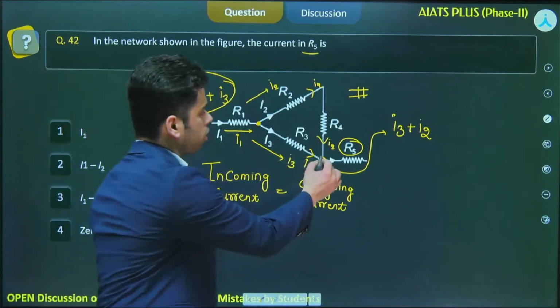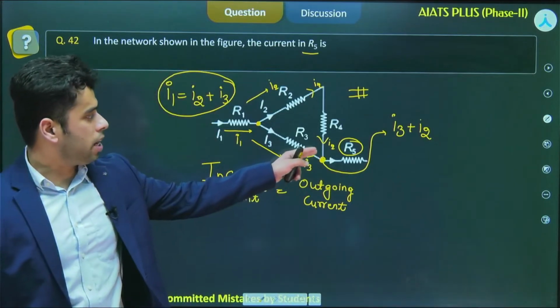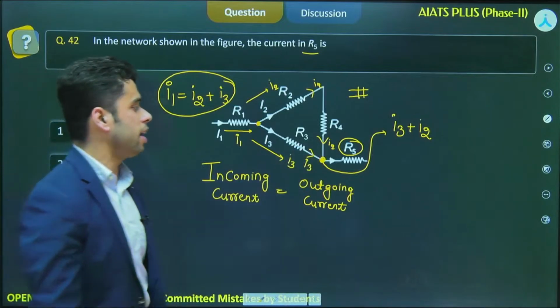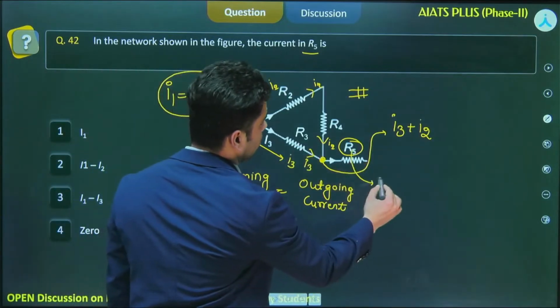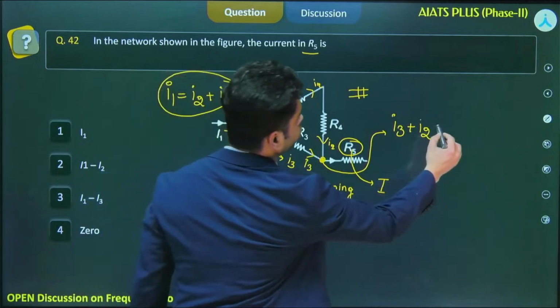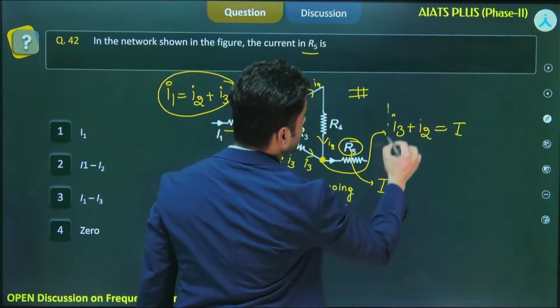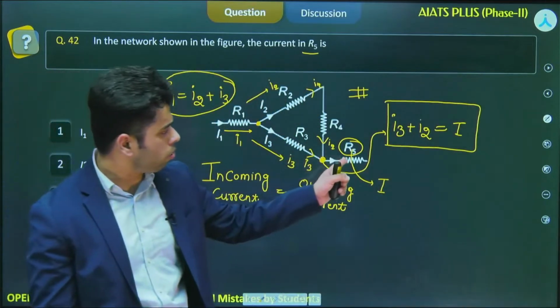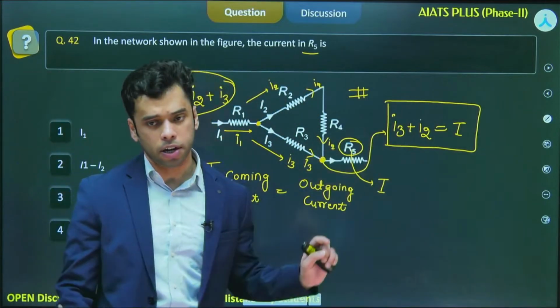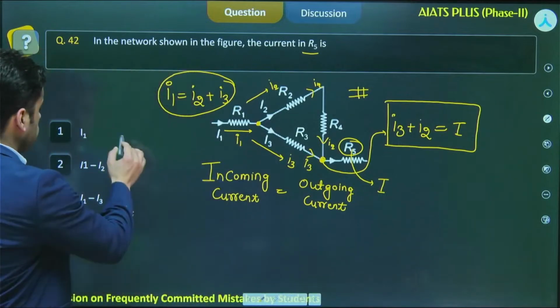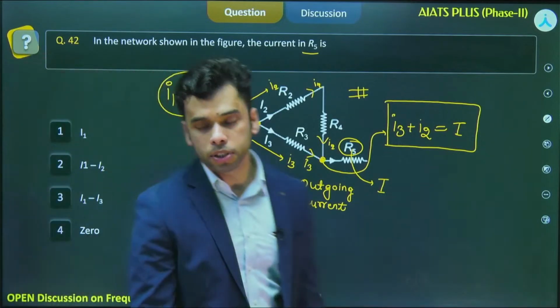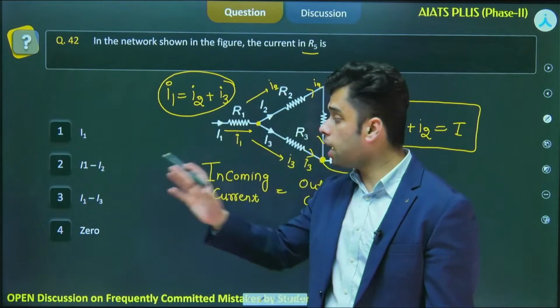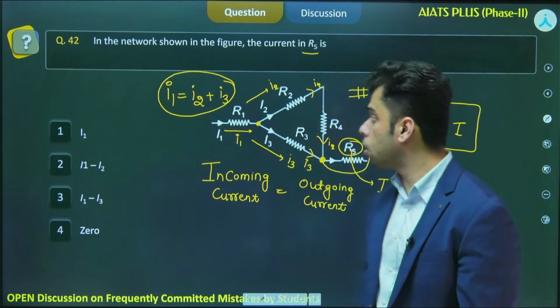So for this junction, the incoming current will be I3 plus I2. Let me take the current through R5 as capital I. So I3 plus I2 should be equal to capital I. Net incoming current should be equal to net outgoing current. So the current through R5 should be equal to I3 plus I2, right? Have a look at the options. None of the options says I3 plus I2. So what do we do now?